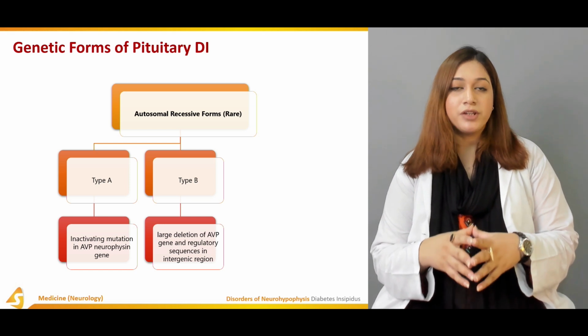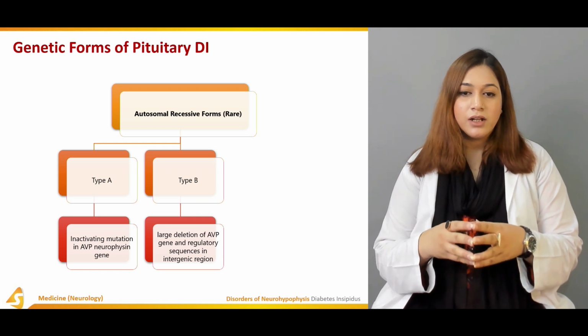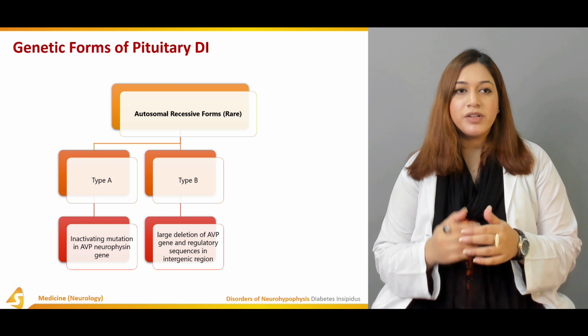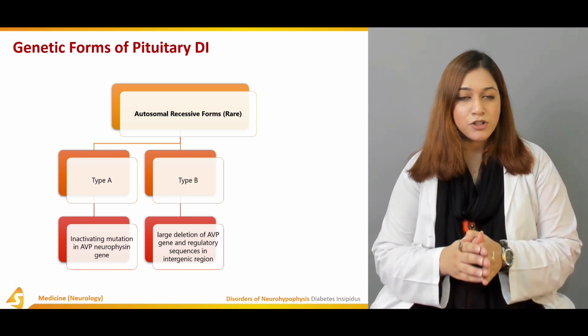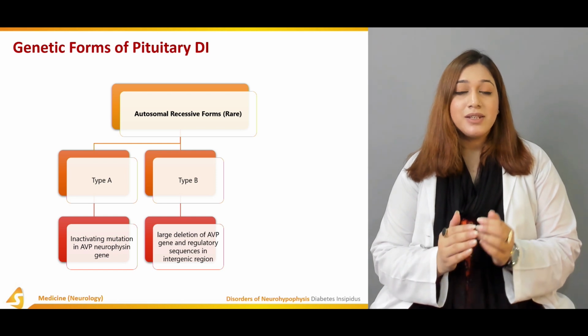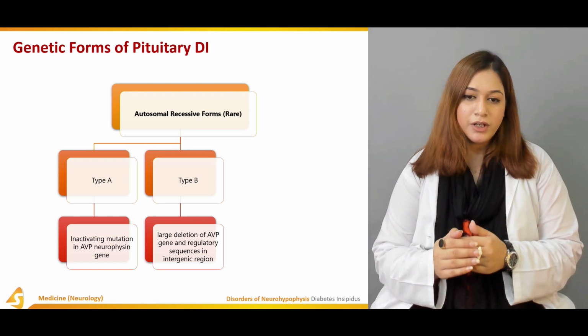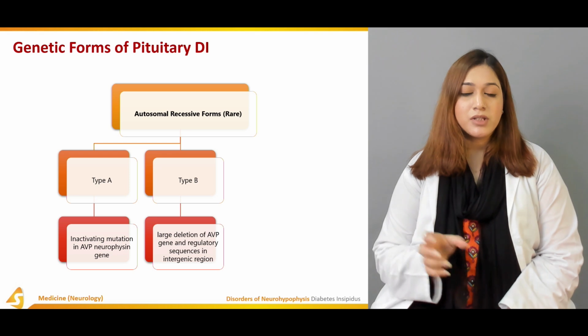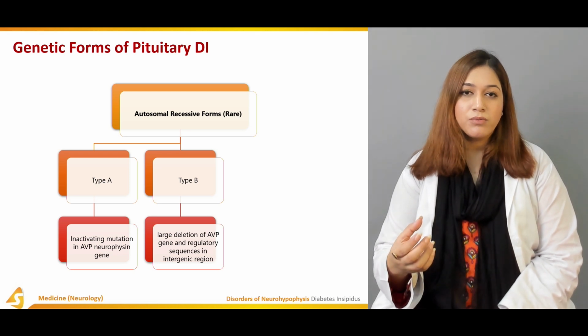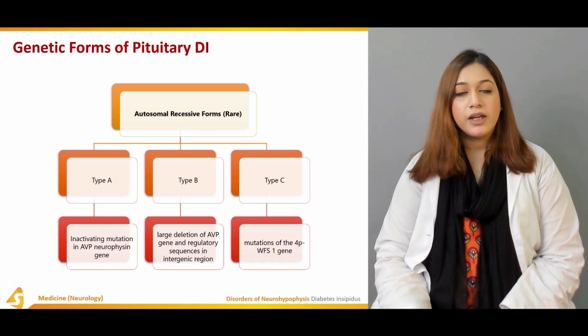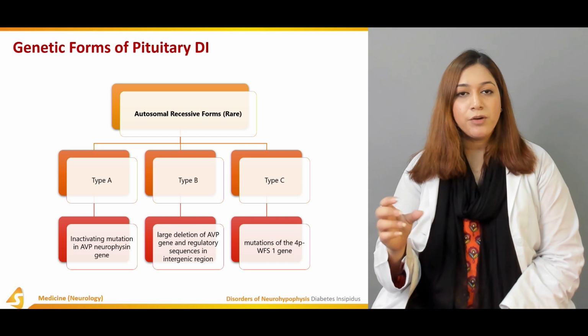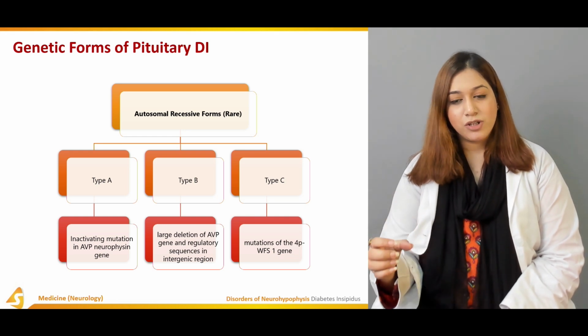Now this is important. The mutation is always in the AVP neurophysin gene, but type A has an inactivating mutation, whereas type B has a large deletion of the AVP gene and the regulatory sequences which are present in the intergenic region. Type C, mutations of the WFS1 gene.